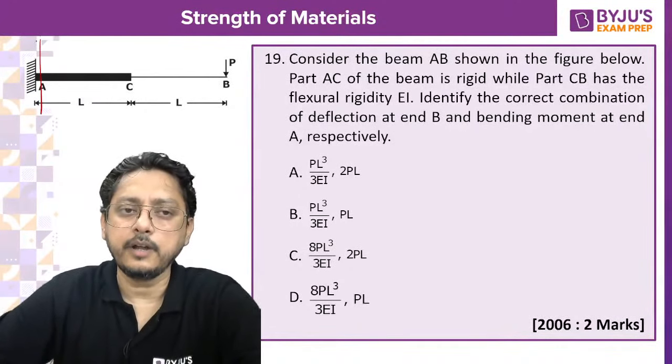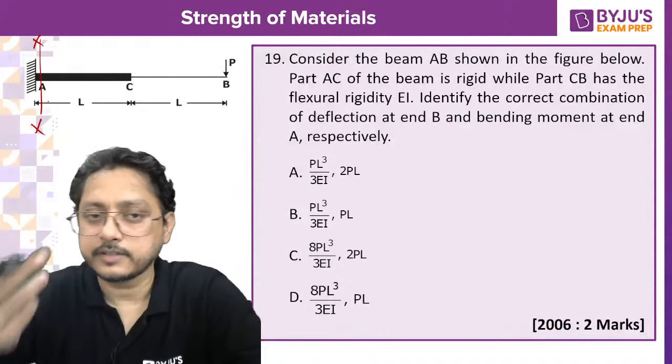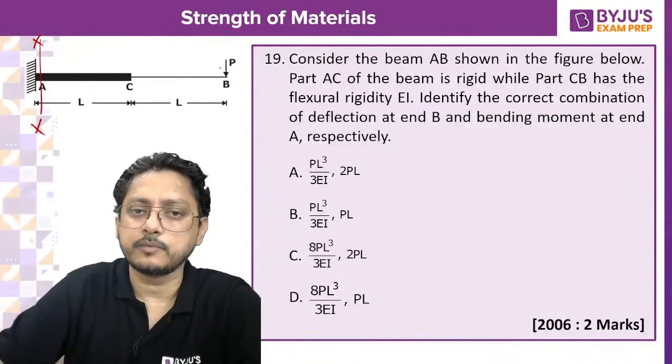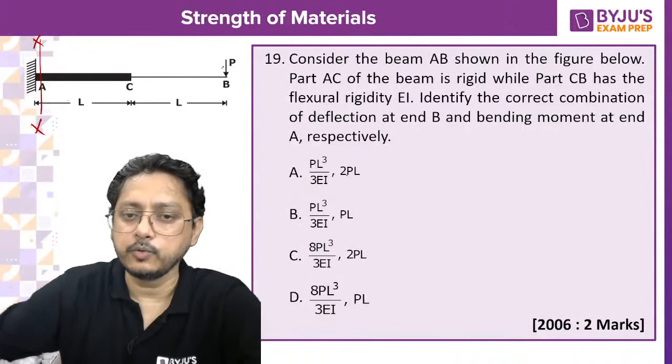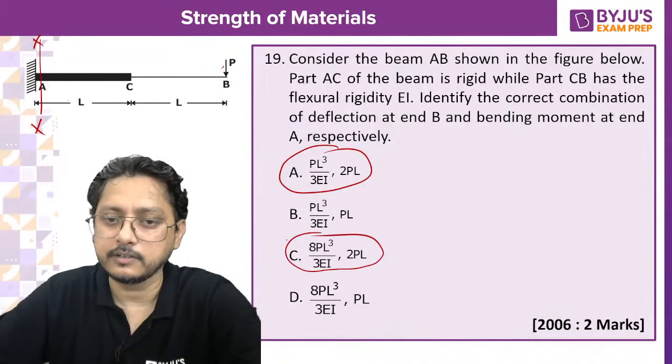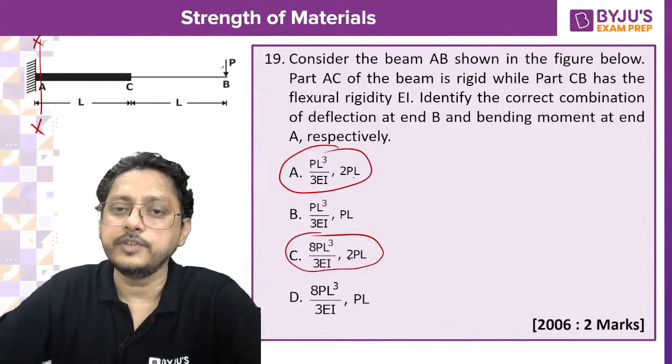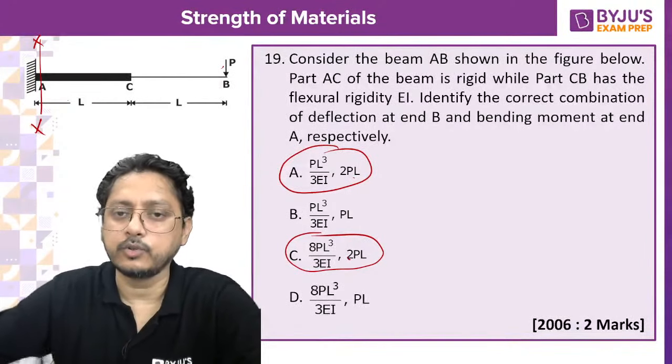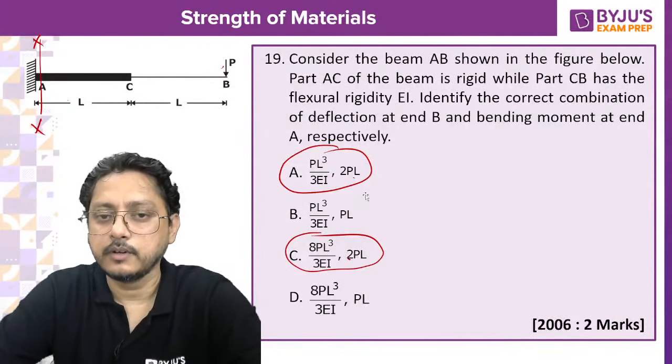Summation of all the moment at any one side of your considered section. That's all. So what is the summation amount? P into 2L. After seeing that P into 2L, I can identify these are the two options which are correct here. Out of these two, which one is more correct?